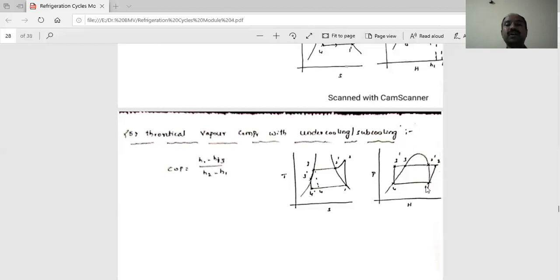Here also, 1 to 2 dash is superheated vapor, then 2 dash to 3 becomes saturated liquid. Then it becomes subcooling, cooling the saturated liquid once again, 3 dash to 4. Then 3 to 4 is the curve that will be here. Then 3 dash to 4 dash is another subcooling, where the saturated liquid is cooled again. This is the way of drawing the TS and pH diagrams. The COP is equal to H1 minus HF3 divided by H2 minus H1.